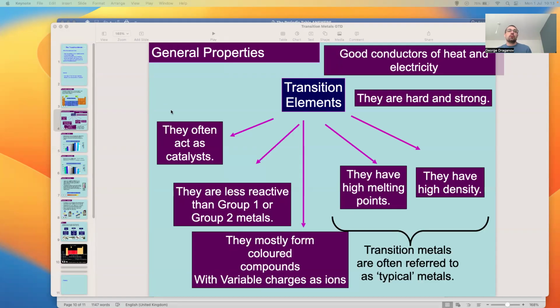There you go. So they're often used as catalysts. That's something else to note. For example, iron, Fe, is used in the Haber process. And they form colored compounds. And they have variable charges as ions. So unlike group 1, which has to be +1, group 2 has to be +2, iron, for example, Fe, can be +2 or +3. So they have variable charges. That completes the transition metals.